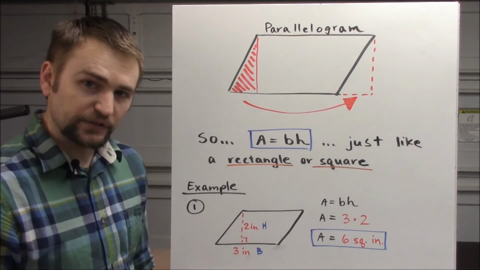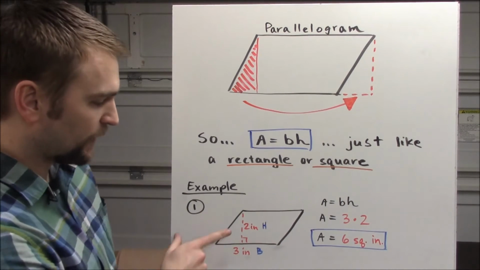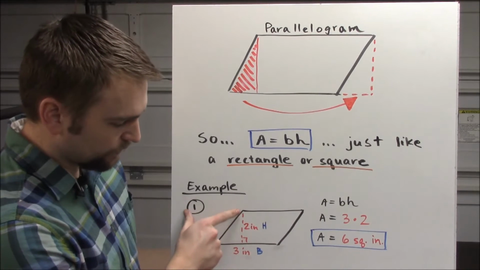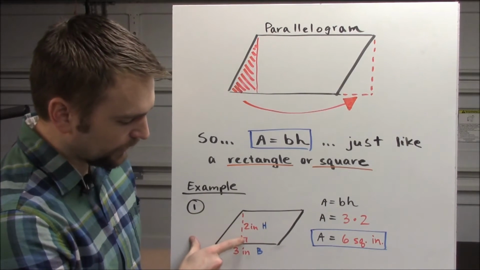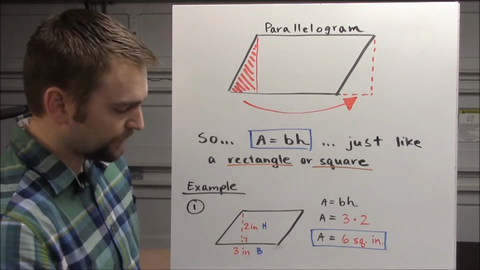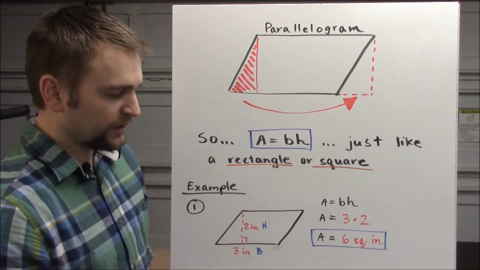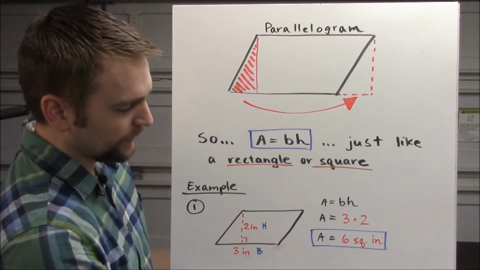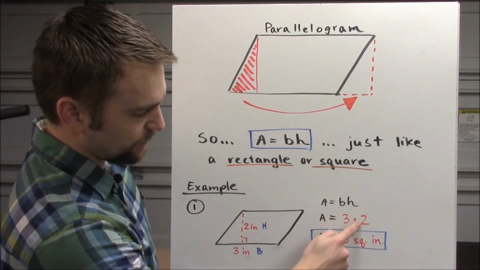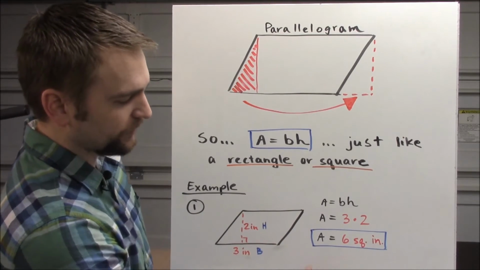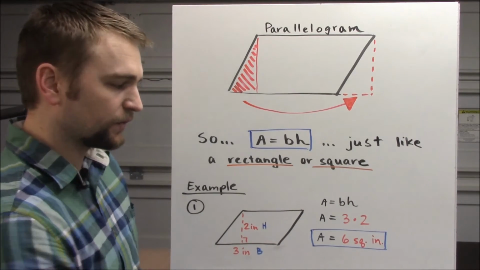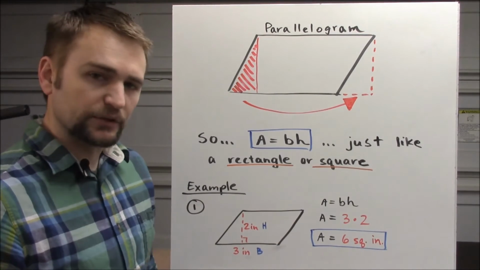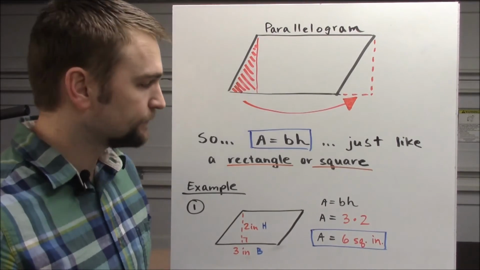So let's look at this first example when we're finding the area. I have a height of 2 inches, and again it's indicated by usually a dotted line, and it's intersecting the base at 90 degrees. Our base is 3 inches. So my formula, area equals base times height. Area equals 3 times 2. And then our final answer is the area equals 6 square inches. And it is important, since we're finding the area, to label it in square units or whatever the units are.